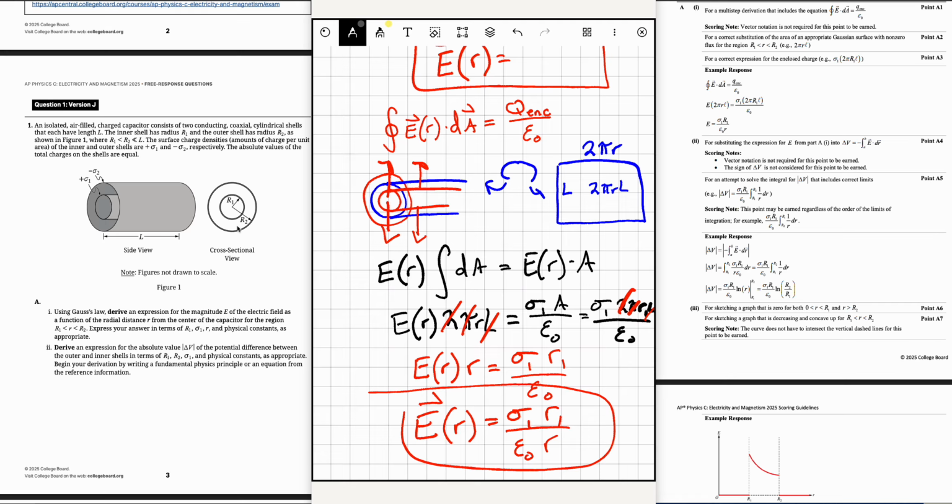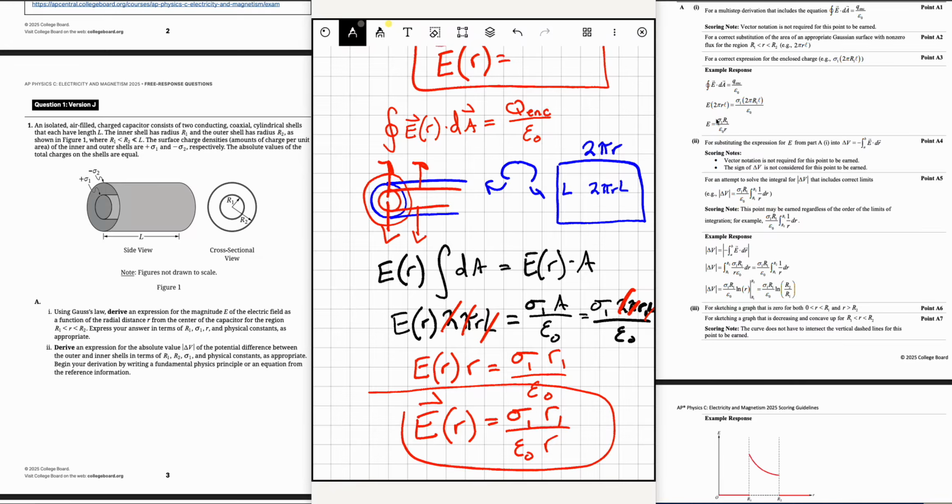You can see here in the answer key, it's pretty much saying exactly what we have. If you write down Gauss's law and try something, you get some points. If you use the correct Gaussian surface, 2πrL here, an unrolled cylinder, the area of the walls, you get some more points.